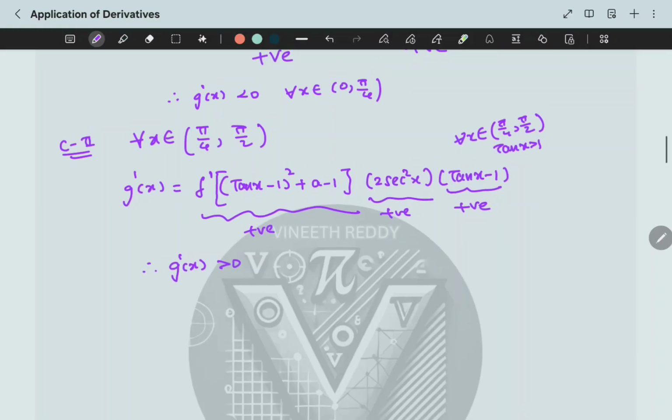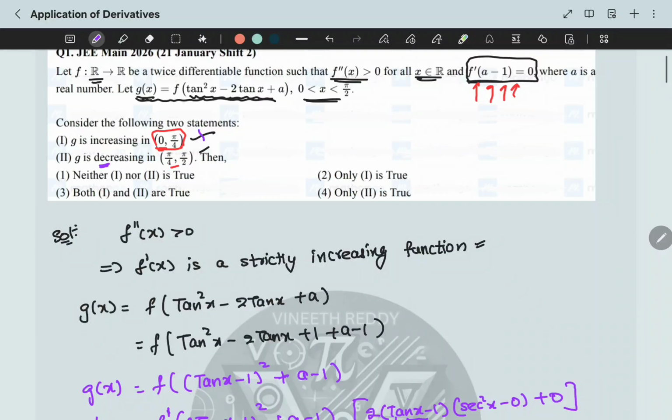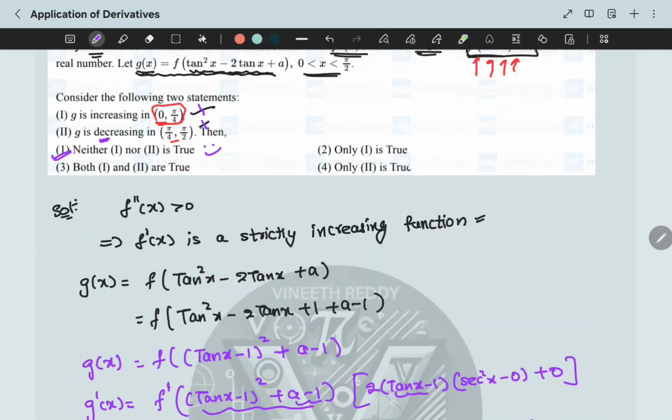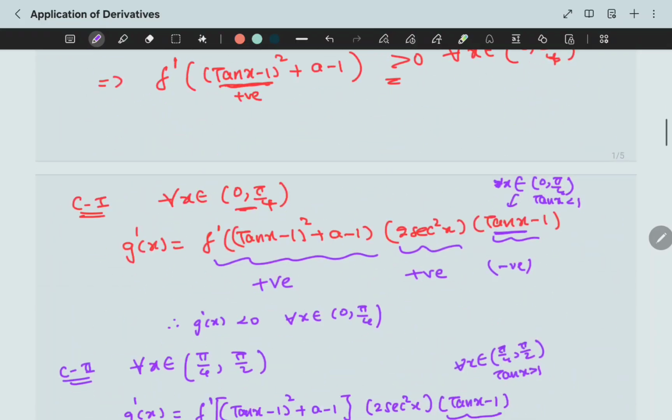That means g of x is increasing, but he's telling g of x is decreasing. So this statement is also false. That means neither statement 1 nor statement 2 is true. So that means option 1 should be the correct answer. Right? I hope you understood this question. If you have not understood, please rewind the video and watch once again. Now let us go to the next question.